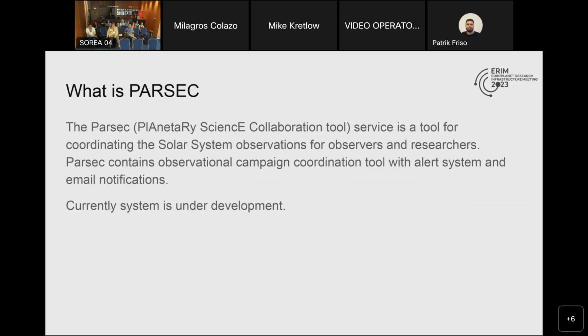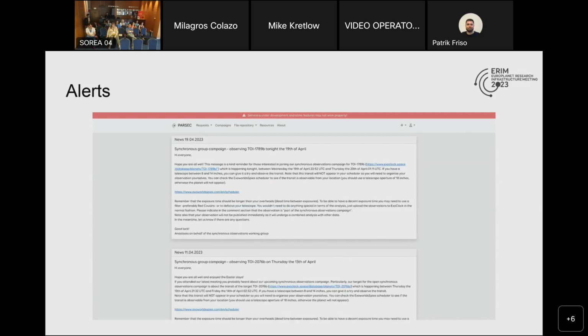And the tool is provided with some alert system and email notifications. So the system is currently in development stage. So not every feature is working right now, but it will be soon. So the main part is alerts. So for now, we're collecting, observing alerts from Exoplanet team, and we are putting the information on the main page of PARSEC alert system with all the details about given requests.